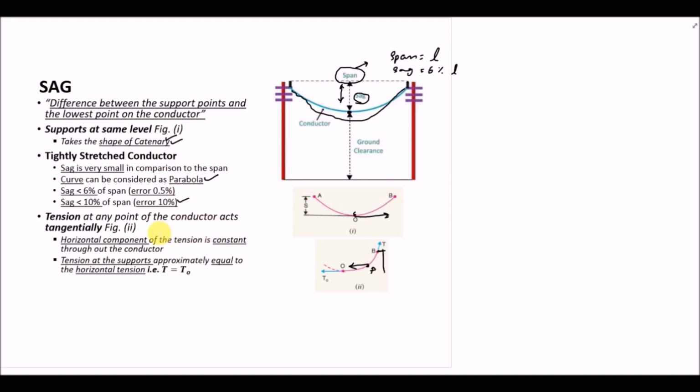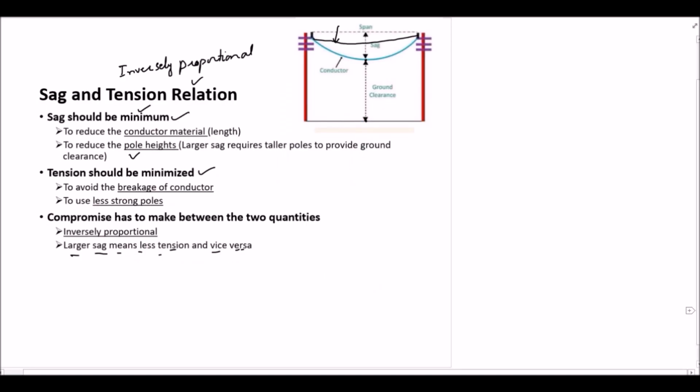Then there were two main points. The tension at any point of the conductor acts tangentially, and the horizontal component of the tension is constant throughout the conductor. The last point was that the tension at the support point is actually equal to the horizontal tension. Then we related the sag and tension with each other, and we found out that they are inversely proportional. So if the sag is larger, then the tension will be smaller and vice versa.